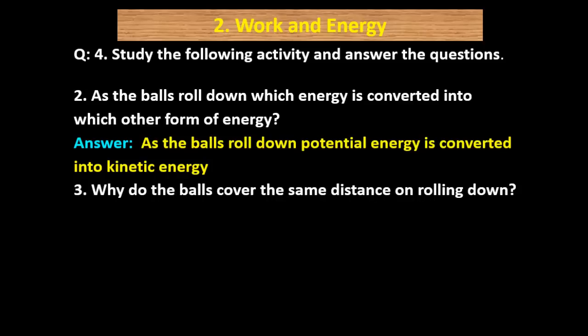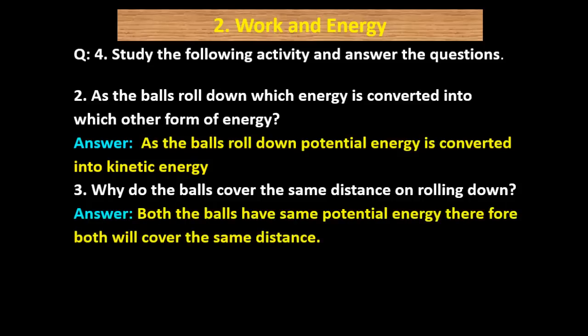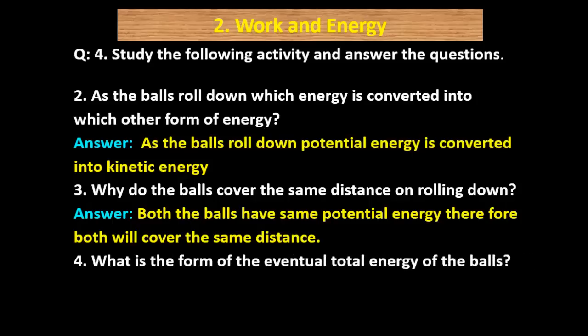3. Why do the balls cover the same distance on rolling down? Both the balls have the same potential energy, therefore both will cover the same distance. 4. What is the form of the eventual total energy of the balls? Answer. Kinetic energy.